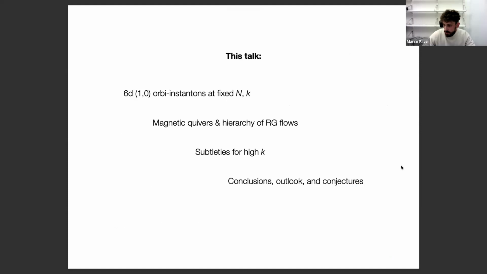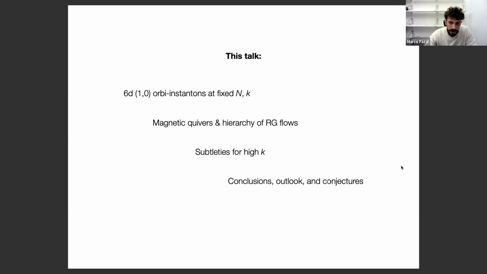Okay, so this is a brief outline of my talk. In the first part, I'm going to introduce the terminology, what we mean by 6d orbi-instantons at fixed n and k, where n and k are two parameters that label the CFTs. Then we're going to move on and introduce the magnetic quiver, which is the object that we'll be using heavily to construct the flows. I will present how one can obtain a hierarchy of RG flows. I'm going to show some subtleties that only happen if you consider high enough k, where k is a parameter that I'll introduce. And I will conclude with an outlook and a couple of conjectures.